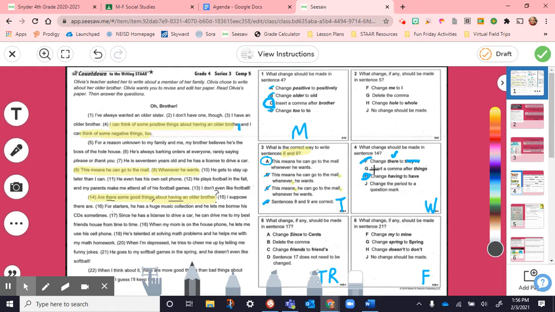So now I've got it down. I've got one that for sure fits, one that I wasn't quite sure about. So I'm going to look at it again. Are there some good things, pause, about having an older brother? I don't really think I need that pause there. Okay, it doesn't really fit. So I definitely need a question mark to go after a sentence that's asking a question.